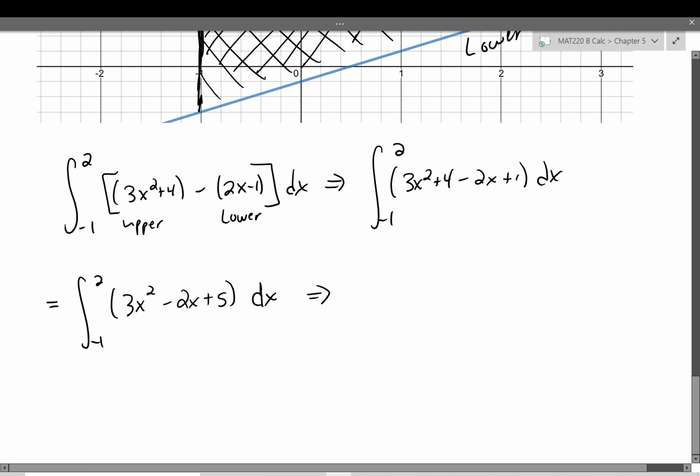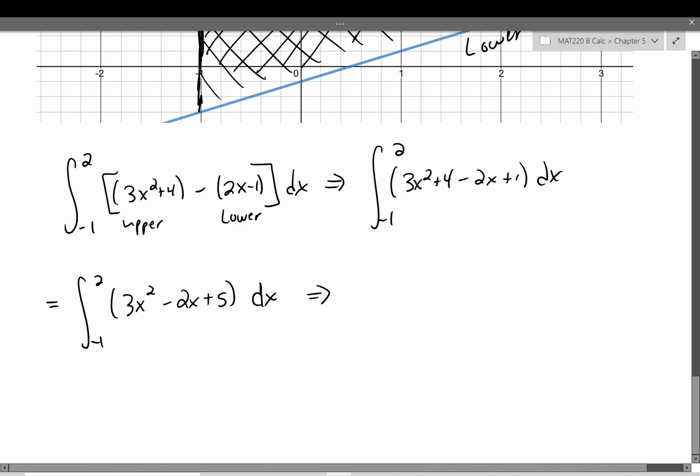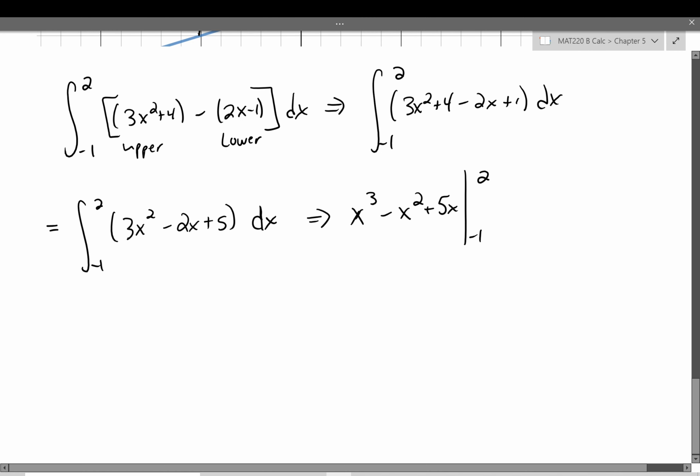So now that all my simplification work is done, I can see right here it's going to be an easy integral for me to figure out. So it's going to be x cubed minus x squared plus 5x evaluated between -1 and 2. So that's going to give me, let me put a bracket here. Wherever I see an x, I'm going to put parentheses and make my substitution.